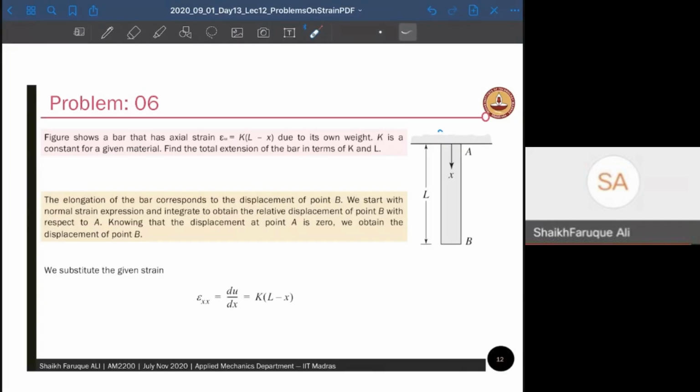Let's say there is a dead load on it. That means its own self weight, and it has said that epsilon xx, strain, is given by k into L minus x. So at any point, epsilon xx, the axial strain, is given as k, a constant, into L minus x. So how far it is from the free end. Okay. Let's look at whether this value is given correct or not.